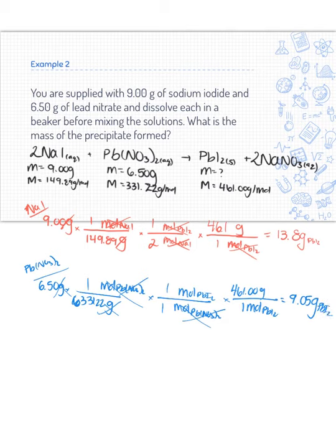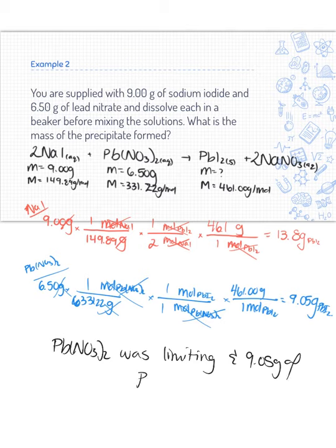So we always choose the lower mass. If all 6.5 grams of lead nitrate react, we get 9.05 grams of product. If all 9 grams of NaI were allowed to react, we got 13.8 grams of product. We will never get 13.8 because I'm going to run out of lead nitrate first. So who was limiting? PbNO3 was limiting, and 9.05 grams of PbI2 was produced.